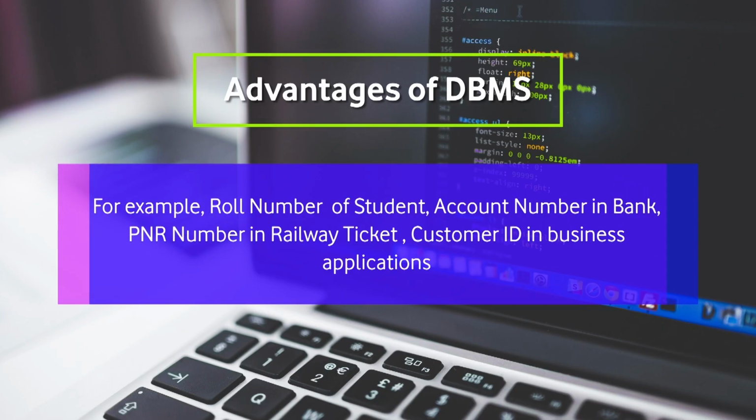Now, a few examples of the primary key. For a student, we can have the enrollment number or roll number as a primary key, and that identifies each and every student uniquely. Similarly, in the banking system, in a specific bank, every customer will have their own unique account number. Similarly, in a railway reservation system, each and every ticket which is generated will have a unique passenger name registration, that is the PNR number.